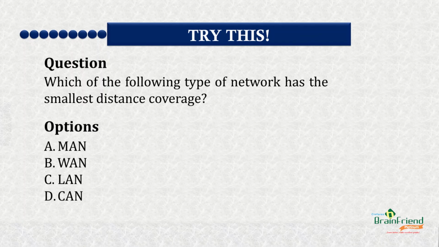Question 1. Which of the following type of network has the smallest distance coverage? A. MAN, B. WAN, C. LAN, D. CAN. And the correct answer is C. LAN.